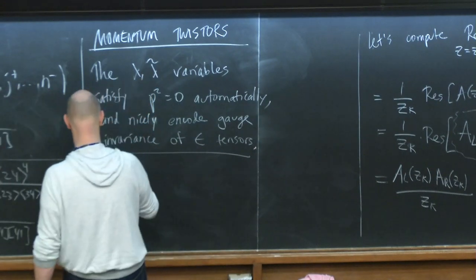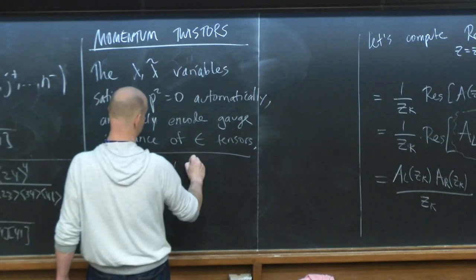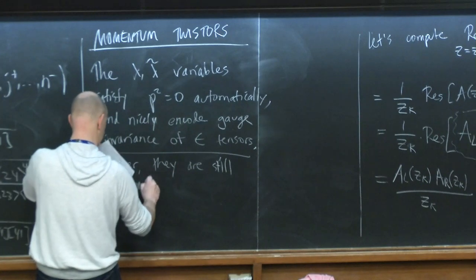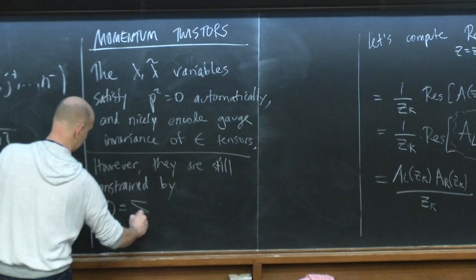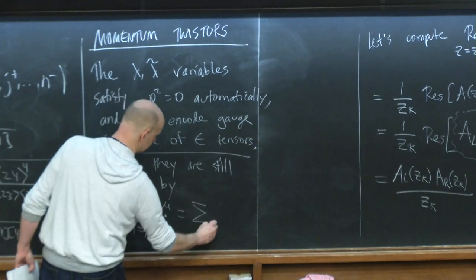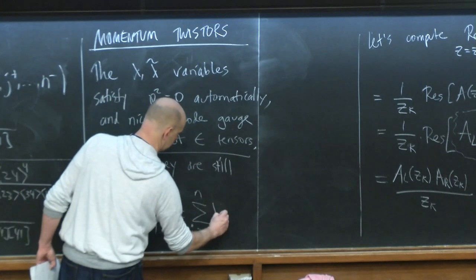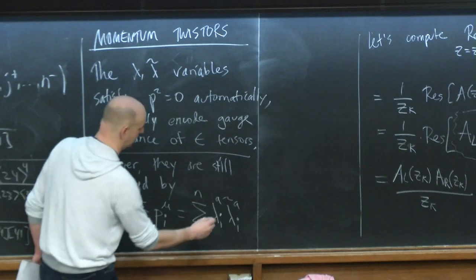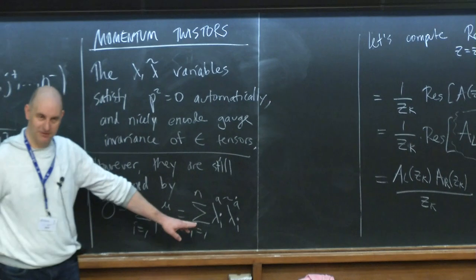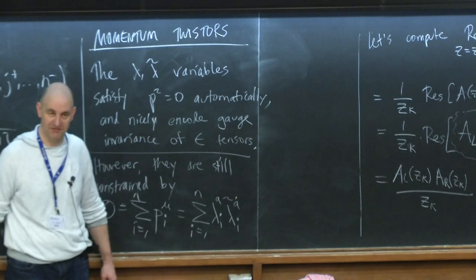However, they are still constrained by a quadratic relation. If you have any n particle scattering amplitude, oh, and I didn't mention this. This was implicit in what I was mentioning before, but we always adopt the convention where in any scattering amplitude, all momenta are pointing outward. So there are no minus signs in our energy momentum conservation relation. So the point is the lambda, lambda tilde variables are still constrained, and they satisfy a quadratic constraint. And that's a little bit annoying.